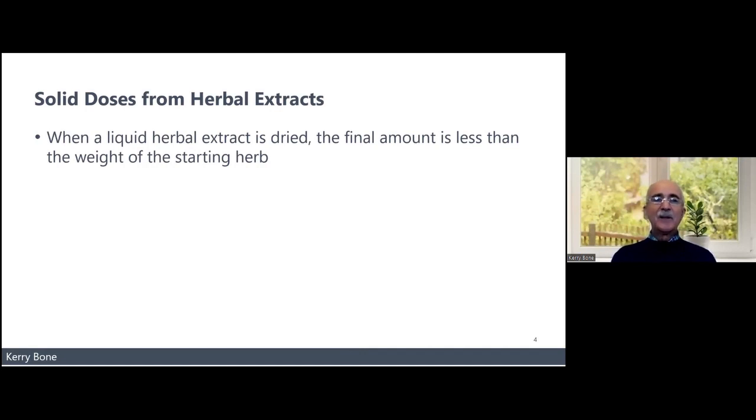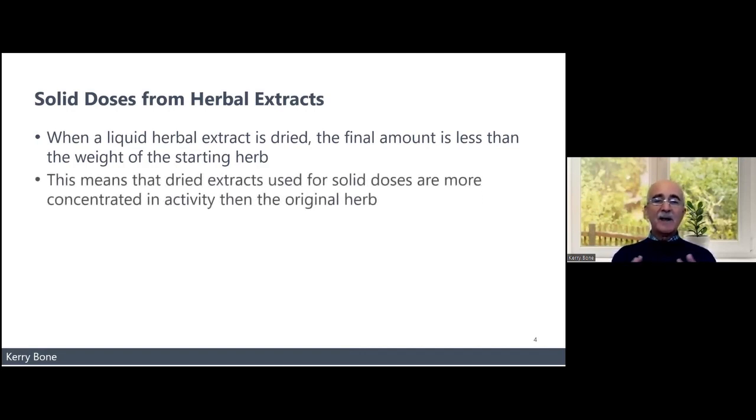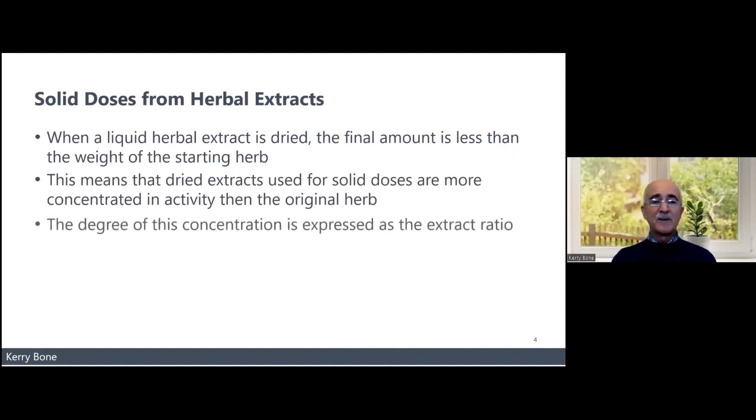And naturally, you're going to get a final amount of extract that's less than the starting weight of the original herb that was extracted. And this is because herbs contain a lot of inert material, structural elements of the plant cell that aren't going to extract in the normal media that you use, like water or water alcohol mixtures, for example. So you're going to end up with effectively a concentrate compared to the dried herb. In other words, dried extracts used for solid doses are more concentrated in activity than the original herb.